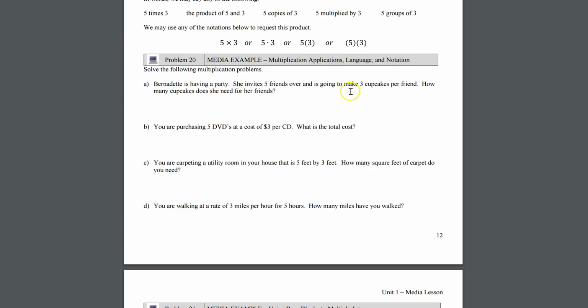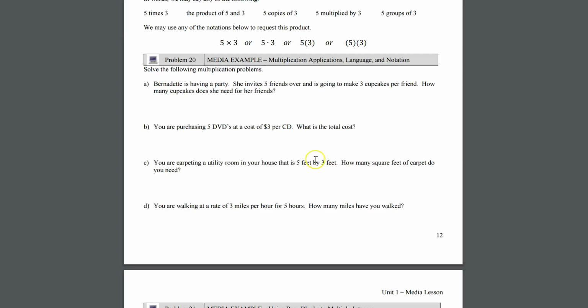And the first one, I have no idea why I went in reverse order, sorry. Bernadette invites 5 friends over, 3 cupcakes per friend. How many cupcakes does she need? So she'd need 5 copies of 3 cupcakes. Okay, and notice that this one is different than 3 friends and 5 cupcakes per friend. Even though either way you multiply them, we have the commutative property of multiplication. The order doesn't matter.